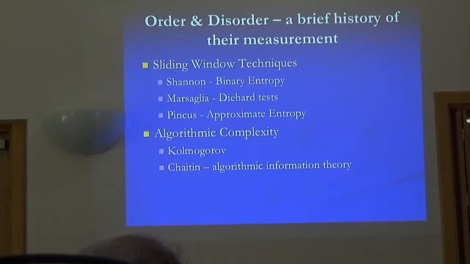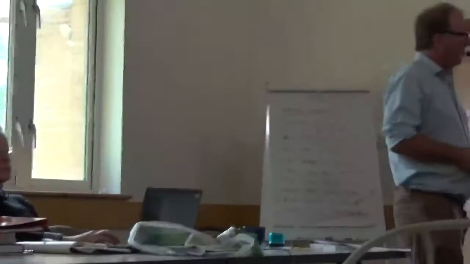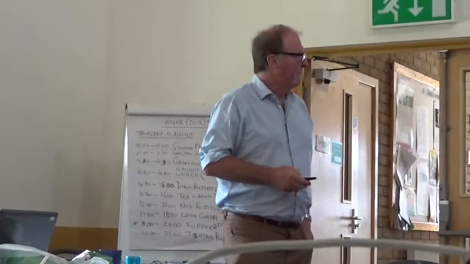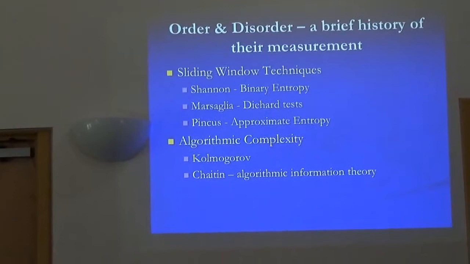So there's a need to be able to measure order and disorder. Another way of looking at this is through the work of Kolmogorov and Chaitin, who assess order and disorder in terms of the size of the computer program that you need to reproduce the thing you're observing. So for something that is highly disordered, the computer program to generate it would be longer than that object.